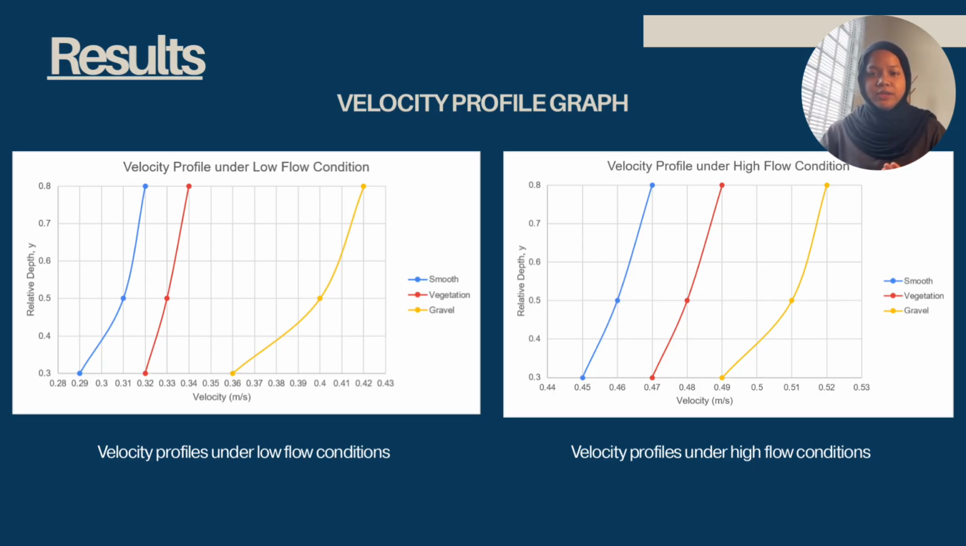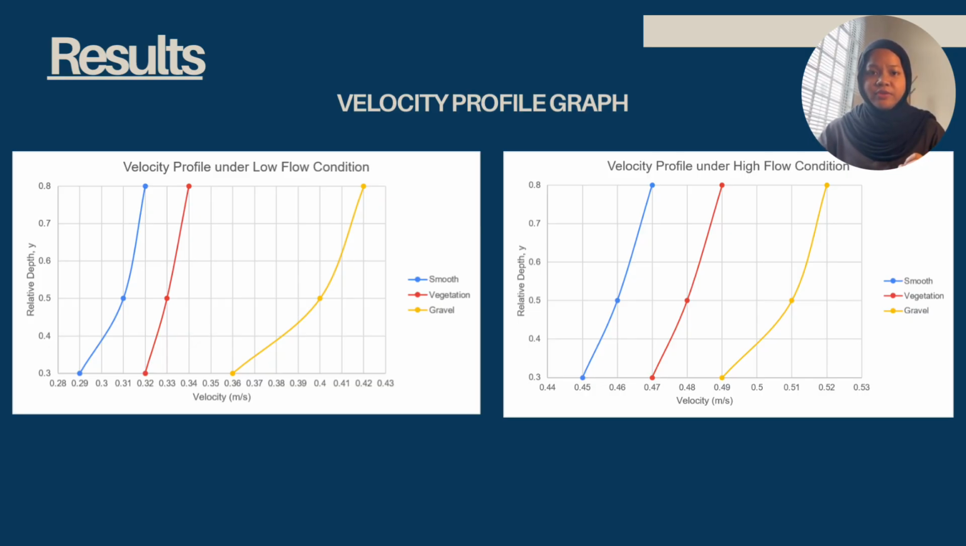Moving on to the velocity profile graph. This graph summarizes the velocity profile for all three bed conditions under both low flow and high flow conditions. Overall, we can see two clear trends. First, the velocity increases from the lower depth towards the water surface for all bed conditions. Second, higher discharge results in higher velocity. The smooth bed shows the most uniform velocity profile because it has the least resistance, while the vegetation and gravel beds modify the flow due to their higher roughness.